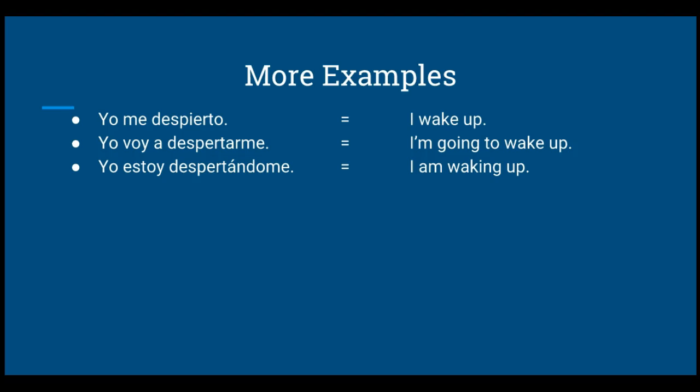Something that you'll notice about gerunds when they're used with reflexive verbs, when you attach that reflexive pronoun to the end, you'll typically put an accent on the gerund. You can see in despertándome, the accent is over the a. And the reason that we do this is just to maintain the original stress as far as pronunciation.